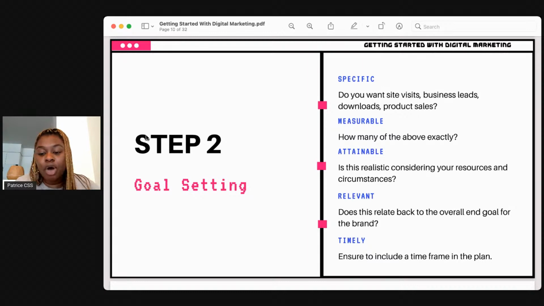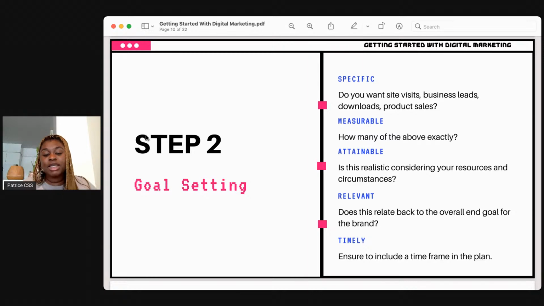Relevant. Does it relate back to your overall end goal for the brand? Does it relate back to what you want overall for your business? Because imagine if I have a makeup company, and my overall goal for the business is to grow sales-wise. Does it make sense for me to set my goal on something like impressions on a particular Instagram post? I mean, what are these impressions going to do for me long term with my overall goal for the business? Maybe it does connect. Maybe it doesn't. But these are the questions you need to ask yourself. Does this tie back to what I want overall for my business or not? Is it relevant or not?